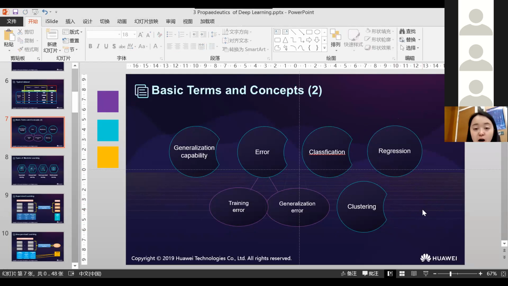For regression, the outputs are continuous numbers like maybe 100.1, 100.2, 100.3, 100.11, like this. And for clustering, clustering models or algorithms are always unsupervised algorithms. We need to find the internal similarity between samples, and we want to cluster similar samples as the same group.